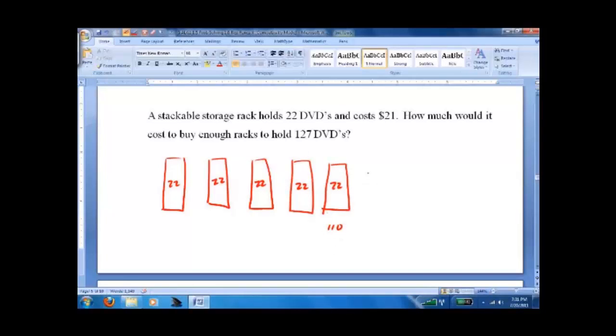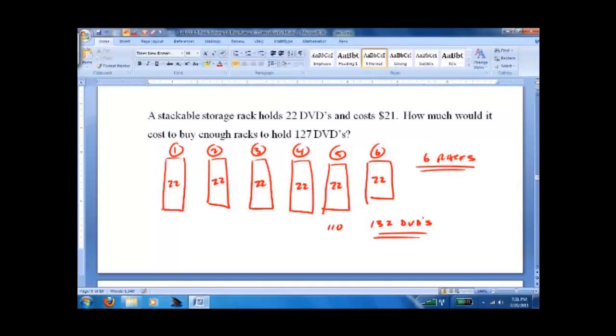Well, we need 127, so let's do at least one more. 22. That would give us 132 DVDs. And that's our answer. 1, 2, 3, 4, 5, 6. 6 racks. Of course, that's not what the question asked for. It asked how much is that? Well, 6 times $21 is $126.